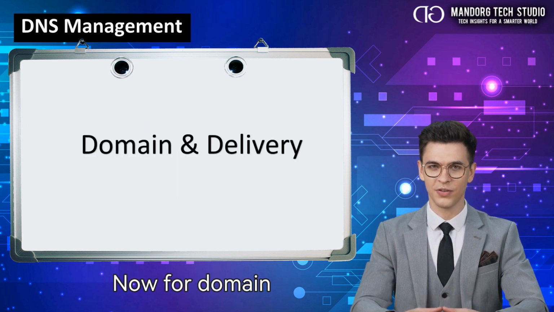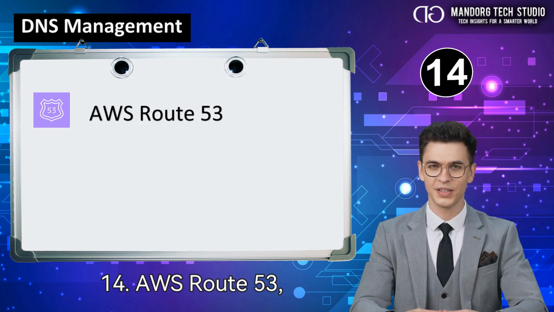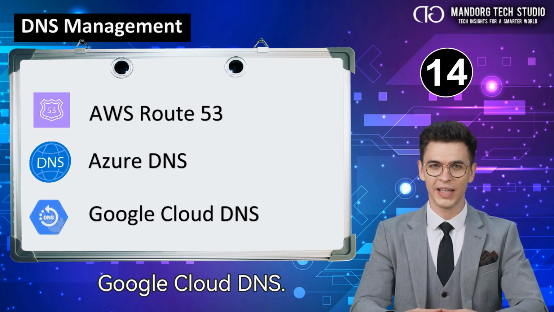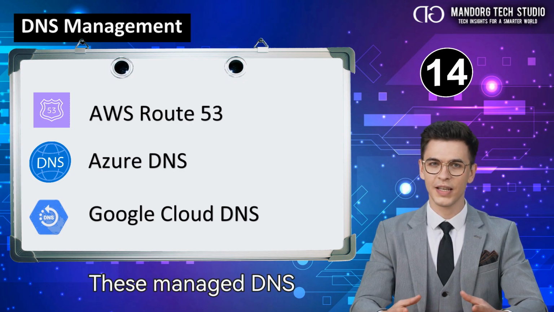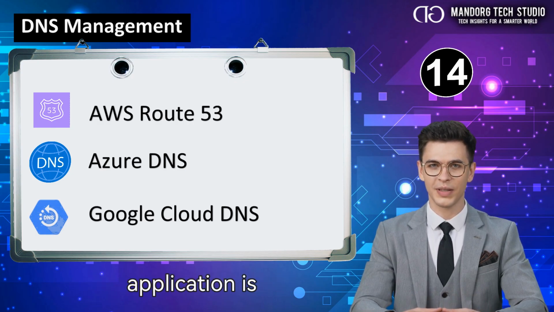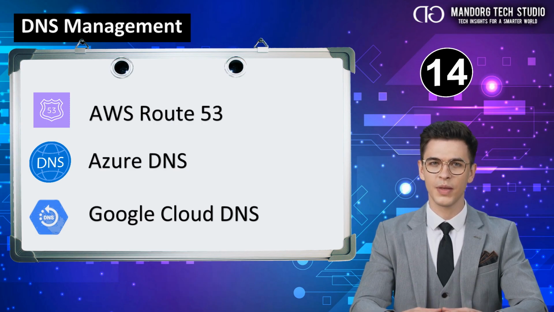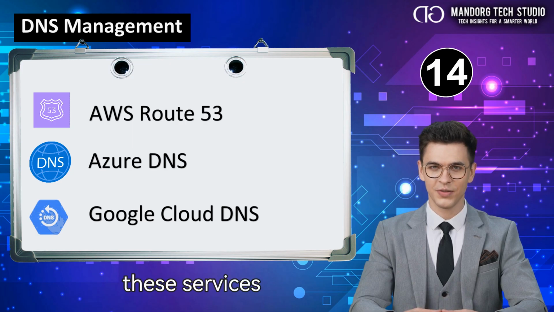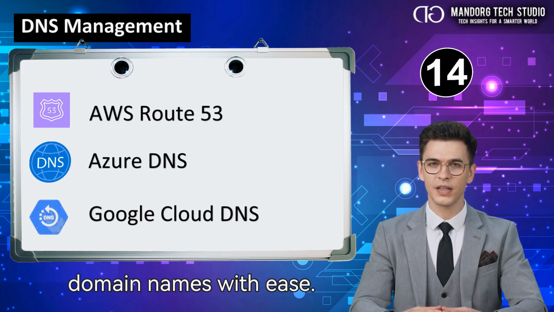Almost there. Now for domain and delivery. 14. AWS Route 53, Azure DNS, Google Cloud DNS. These managed DNS services ensure your website or application is reachable with low latency and high reliability. Whether you're hosting a website or a complex distributed system, these services help manage domain names with ease.